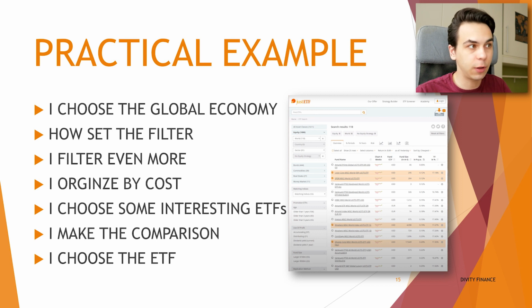Then I choose the filters. For example, I chose no strategy because I don't want any smart betas. I chose accumulating. I chose at least 1 year of history, so older than 1 year. And I chose the size also, I think. So more than $100 million, or in this case, euros. So I filter more. Again, as I said, accumulating, larger than 100 million, older than 1 year, no strategies.